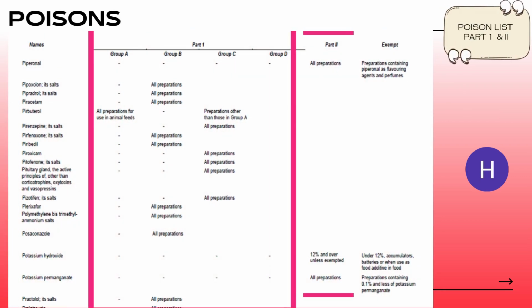Basically, this is the same figure as before. As I've mentioned, Part 1 poison means groups A, B, C, and D specified in the column of the poison list entitled Part 1 of the first schedule. Part 2 is the poison which includes potassium permanganate, all preparations of potassium permanganate, except preparations containing 0.1% and less of potassium permanganate.